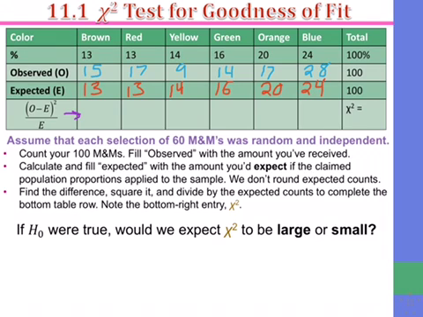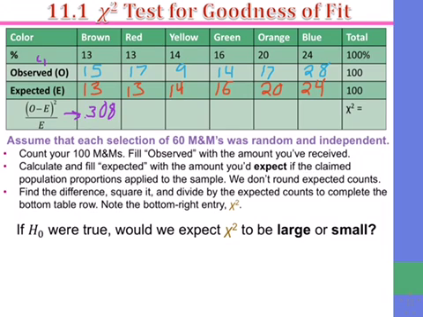Like for this column, I could do 15 minus 13, which is 2, squared is 4, and then 4 divided by 13 comes out to like 0.308-ish. But the good news is, you could have your calculator do all of this automatically. And if you want to try this out, I would really suggest it.